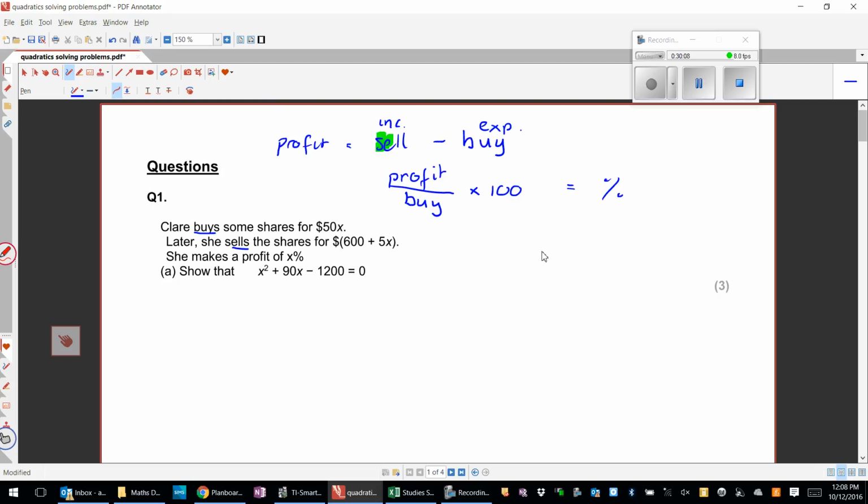But we've got to set it up so she makes a profit of X percent. Right? So the profit, sale minus value. So we've got 600 plus 5x, subtract 50x, divided by 50x, times 100 equals, makes a profit of X percent, X.